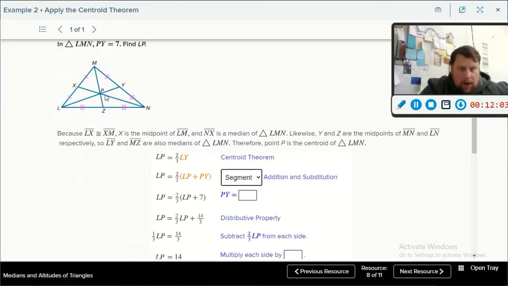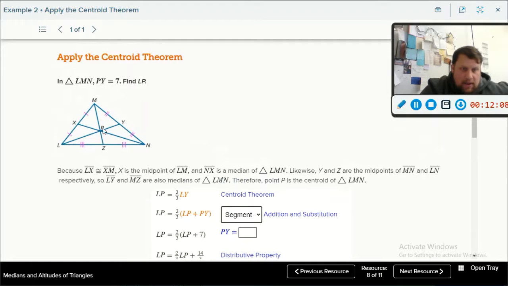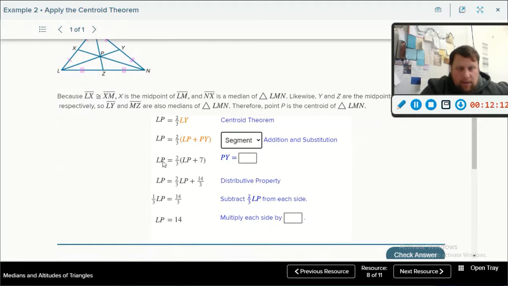And then let's plug in what we know. We know that PY equals 7. Let's see, I only have this little segment right here, right? PY. So I know that PY equals 7. So I'm going to have LP equals 2/3 times LP plus PY.